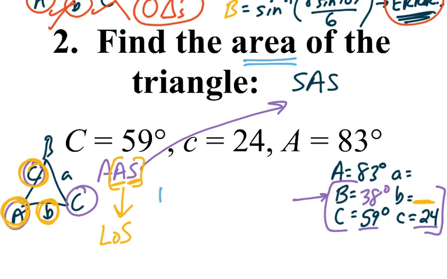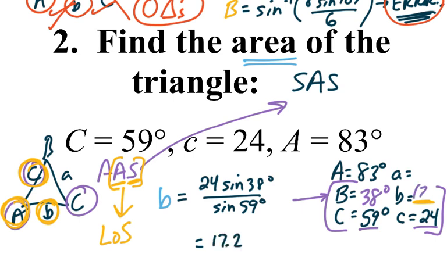All right, side B is equal to, I'm just going to skip a few steps, 24 sine of 38 over sine of 59. I'm solving for a side, so I don't need to take the inverse. Let me take an extra second and plug that into my calculator here. I've got this sine, I've got this side. And it looks like I got B is equal to about 17.2.